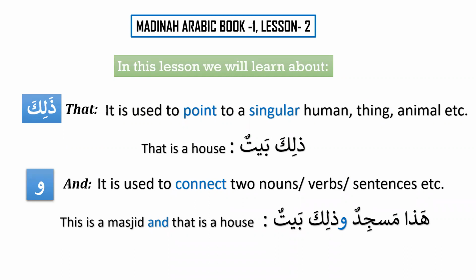Hada is also used for masculine, and dhalika is also used for masculine. And now we can see over here, dhalika baytun, that is a house. Waw means and. It is used to connect two nouns, verbs, and sentences. So if we have two nouns, we connect them, or two verbs or two sentences. In this case, we can see here, we have two sentences. Hada masjidun, this is a masjid, wa dhalika baytun, and that is a house.